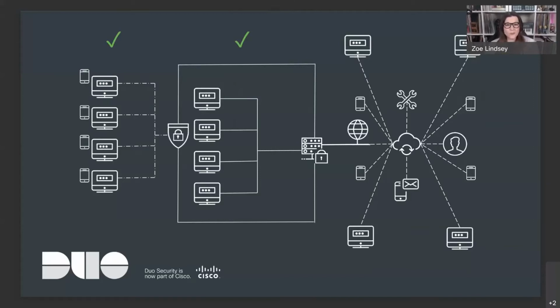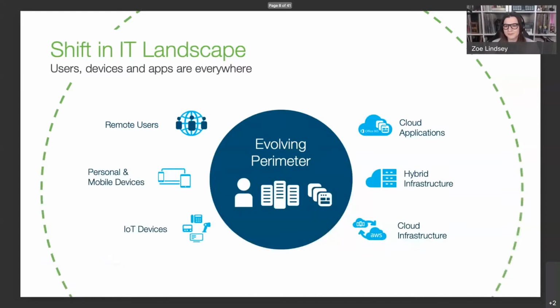While we have great, well-tested, decades-long solutions for protecting that traditional environment, the question then becomes, how do you address all of these new elements that are happening outside of your environment, not just devices, but even applications and tools hosted in the cloud that you have more limited access and control over? So when we talk about the shift in the IT landscape and our expanded perimeter, we really need to take into account not only remote users and personal devices, but IoT devices, cloud applications, hybrid infrastructure, cloud infrastructure.